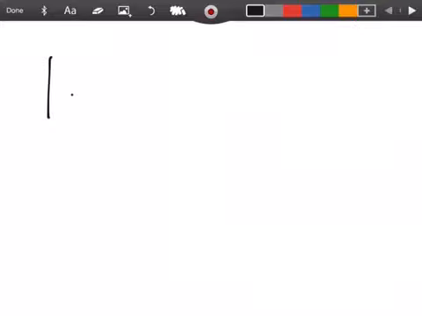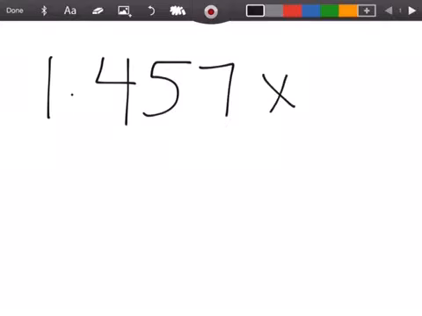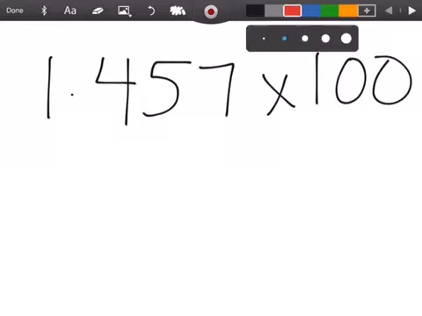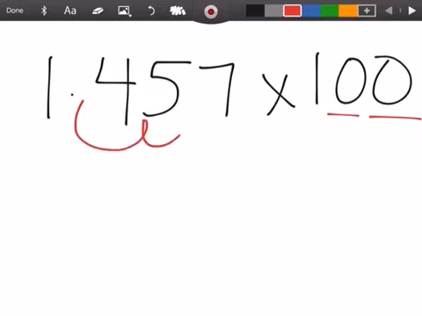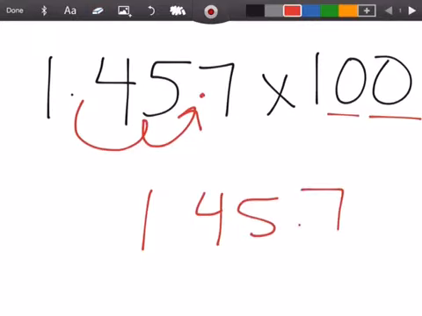Let's look at another one. Let's say I have 1 and 457 thousandths, and I want to multiply that by 100. Since I have 2 zeros in 100, I'm going to move my decimal point over not once, but twice. My new number reads 145 and 7/10.